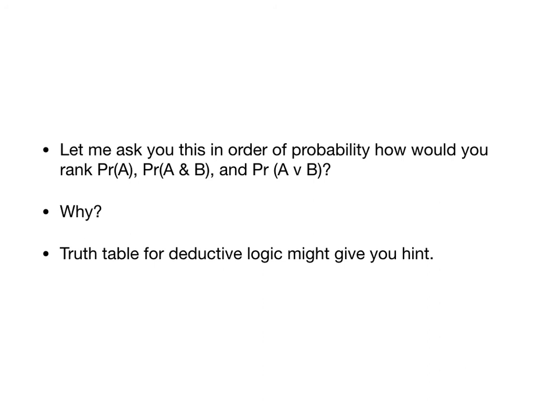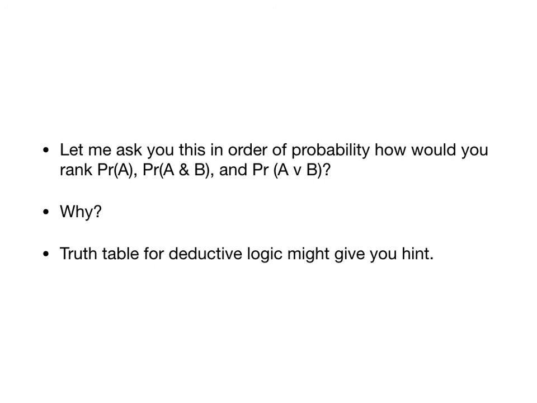If you had to order it in order of probability, how would you rank probability that A versus probability that A and B and probability A or B? Some of y'all are saying, well, I have no idea. I have to know what the probability of A and B is, or at least B, you don't. You can actually come up with a pretty good ranking and a pretty good justification of these without knowing anything about A or B. What is it and why?